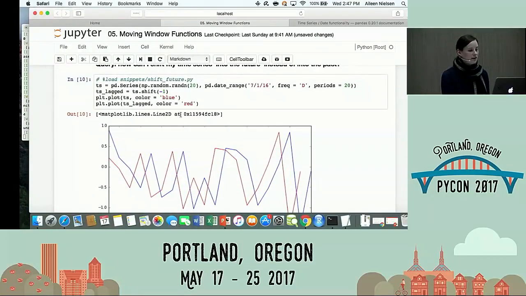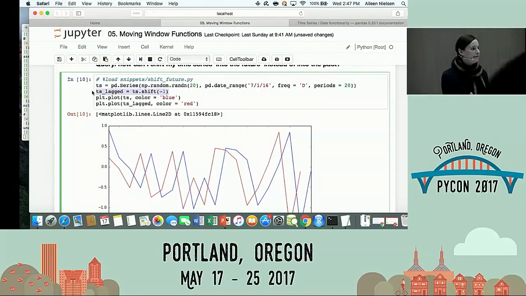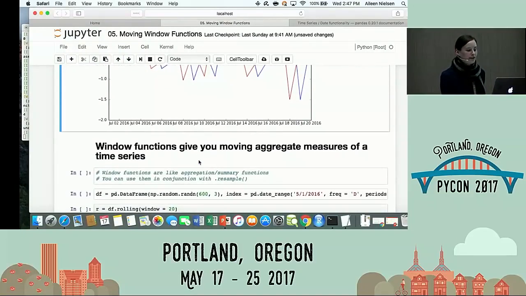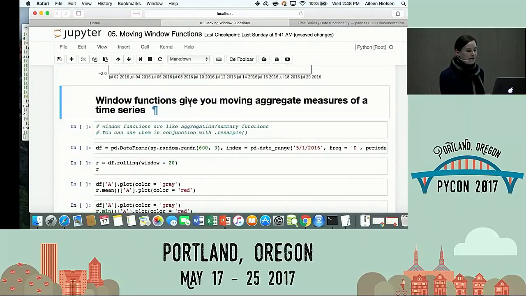So I just did it here. What's different in my code? Just this one line. I shifted -1, right? So instead of leaving it blank, which defaults to 1, I do -1. And you can see here my red line, which is my lagged, except now it's sort of a future-lagged time series, has just been moved to the left by 1. So very, very flexible. So that's my lags.